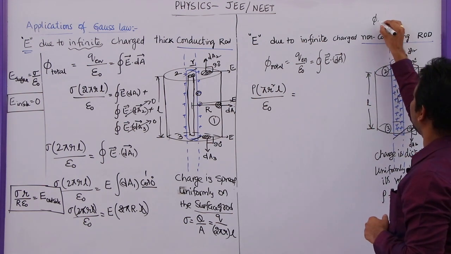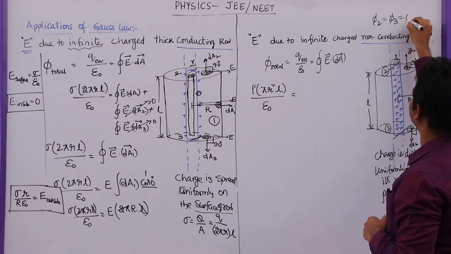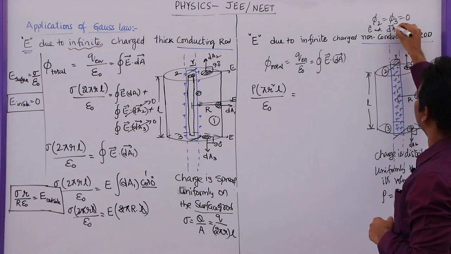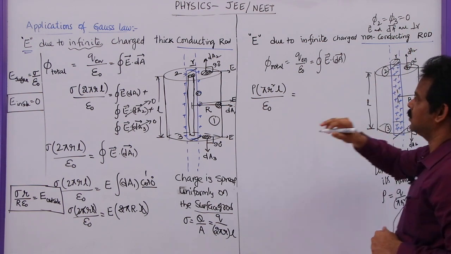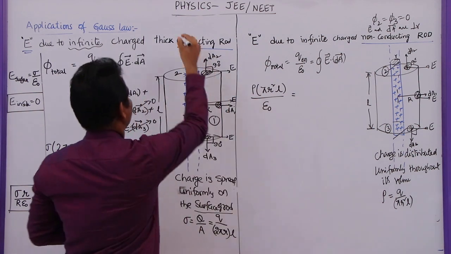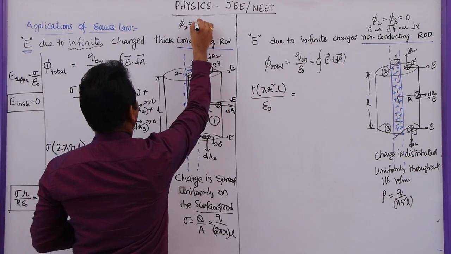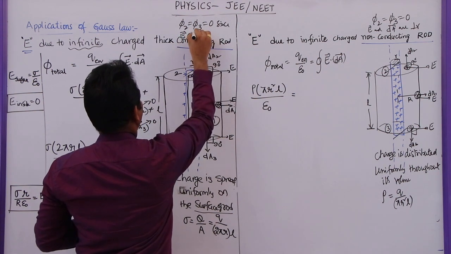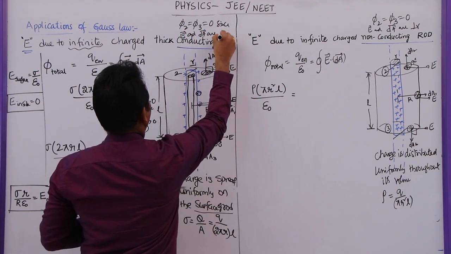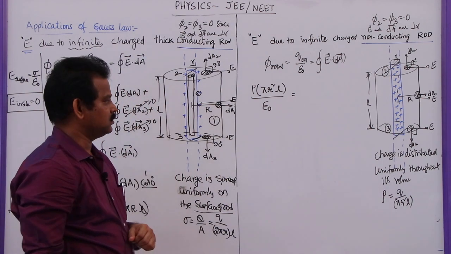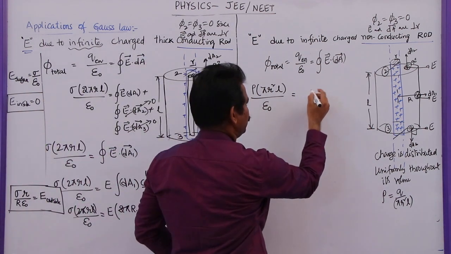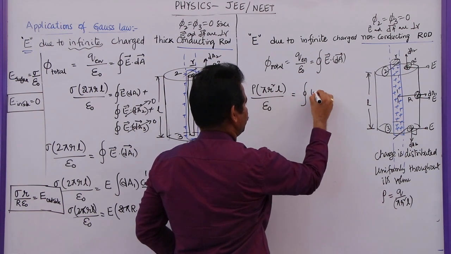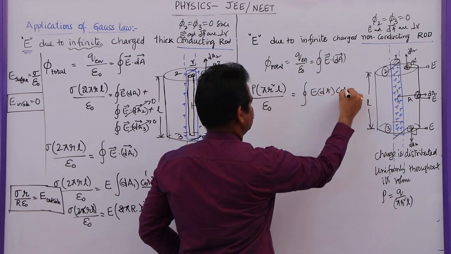So here I am going to write phi 2 is equal to phi 3 is equal to 0, since E and dA bar are perpendicular. Here also I can write the same thing: phi 2 is equal to phi 3 is equal to 0, since E bar and dA bar are perpendicular for those two surfaces. So here I will write only the flux through the curved surface, which is given by the closed integral of E dA cos 0.